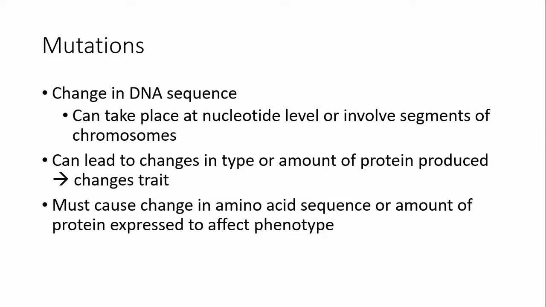What are the results? Well, you could have something that does not change any sort of physical characteristic. You could have a change in the type of protein that's produced, so you could have a change in the structure. You could have a change in the amount of protein that's produced, and that will change the trait. So you have to have a change in one of those. You have to have a change in the amino acid sequence or the amount of protein expressed, or even where the protein is expressed to affect the phenotype of an organism. And all the different phenotypes that we see ultimately arose from some sort of mutation.